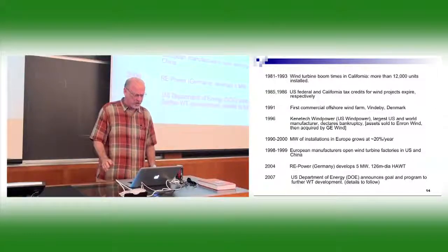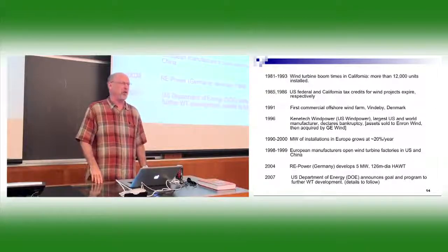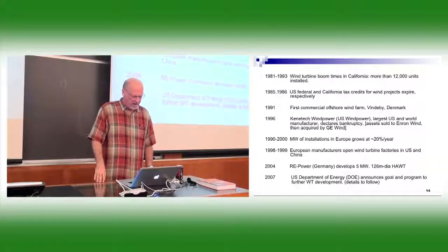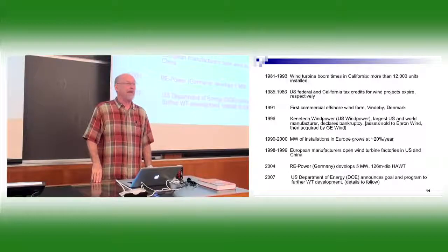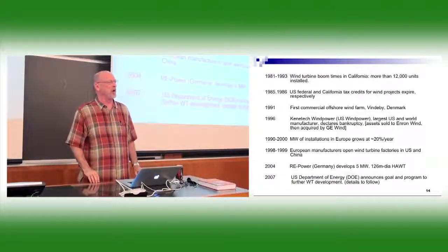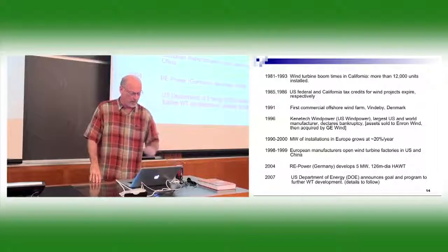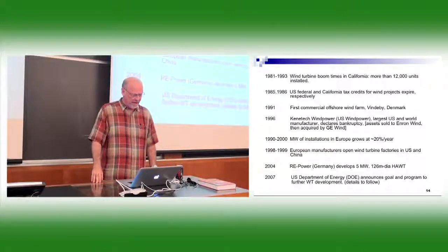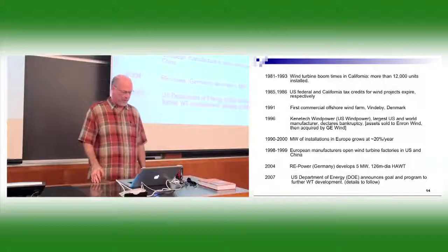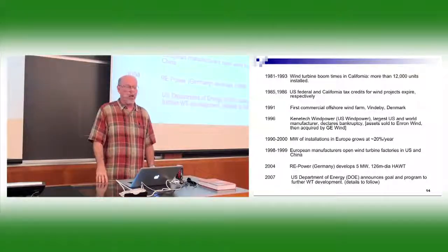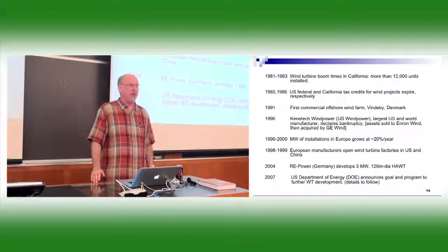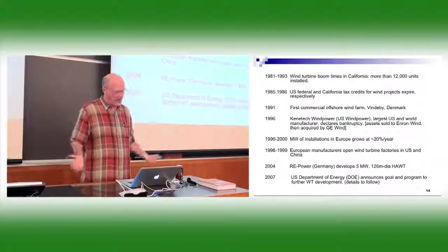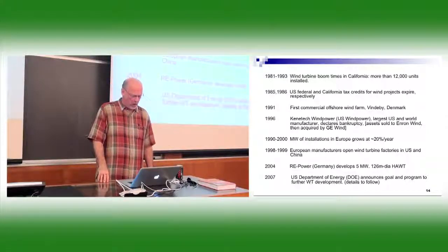From 1990 to 2000, there were megawatts of installations in Europe, growing at about 20% a year. European manufacturers began to open factories in the United States. At that time, I had some students who worked down in Texas for one of those large wind turbine manufacturers. In 2004, Germany put up this RE 5 megawatt machine. We'll show you some photos of it in a second. 126 meter diameter. It's now up to 7 megawatts. They've upgraded it with better transmissions, better blades. So at this point, it's a 7 megawatt machine.